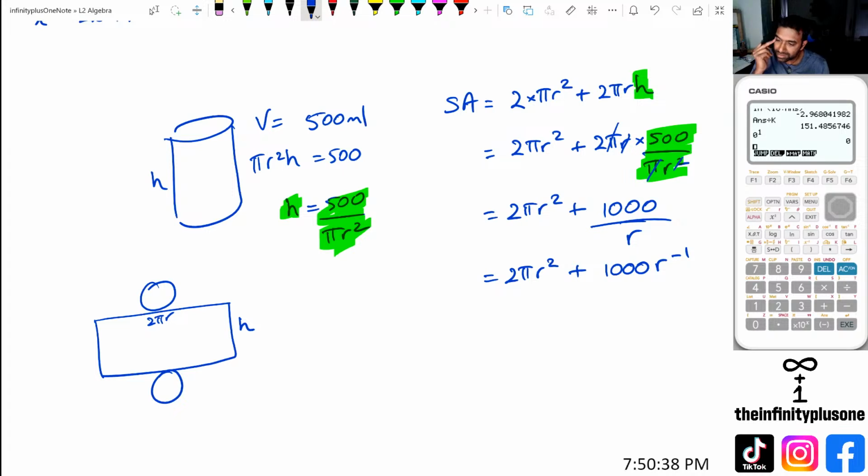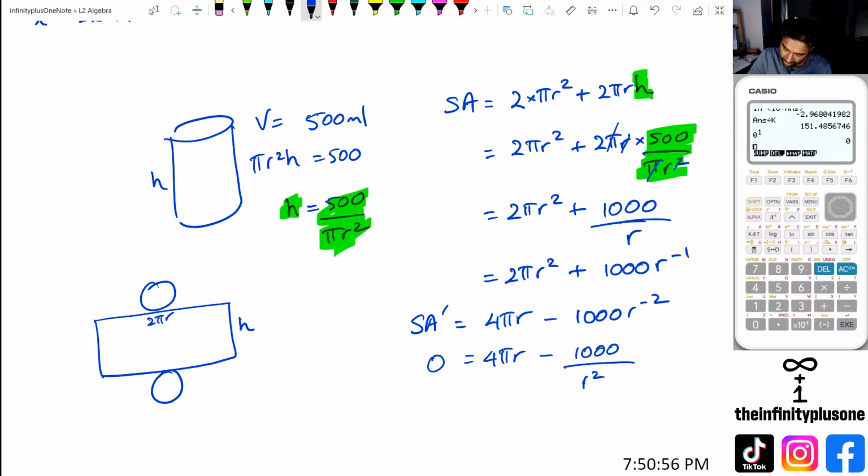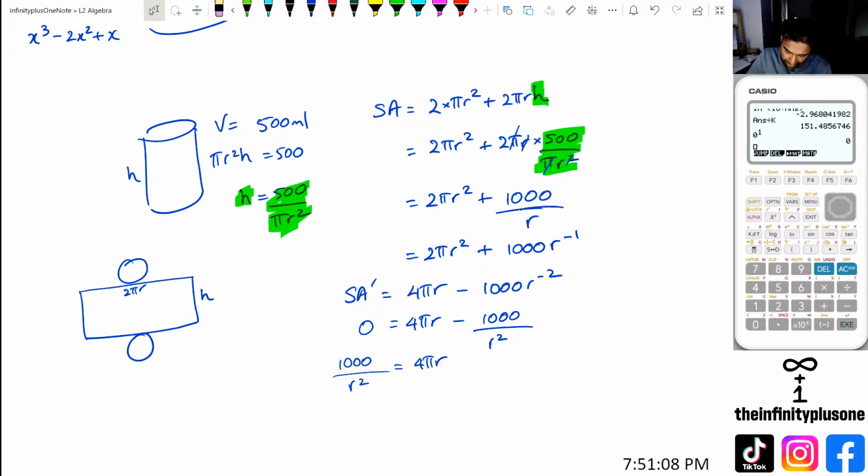Yep, and then once you get here, you can just differentiate it, right? Because surface area differentiated is going to become 4 pi r minus 1000 r to the power of minus 2. And then you're going to get 0 is equal to 4 pi r minus 1000 over r squared. Cross multiply, bring it over to the other side. So you're going to get 1000 over r squared is equal to 4 pi r. And if you want, you can just go 1000 divided by 4 pi equals r cubed. r is equal to the cube root of 1000 over 4 pi.